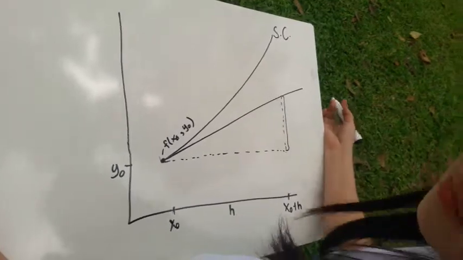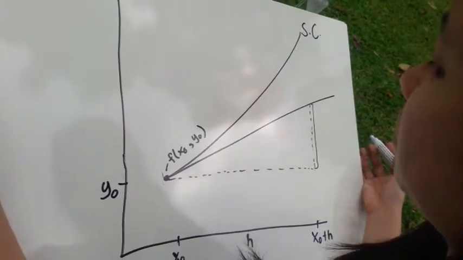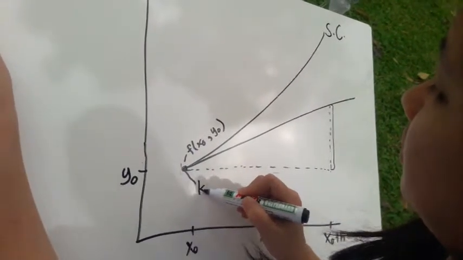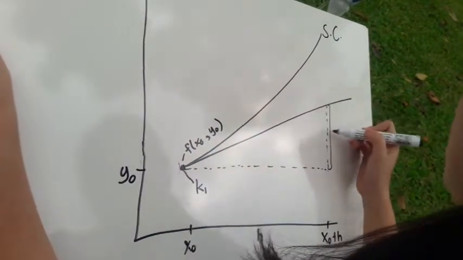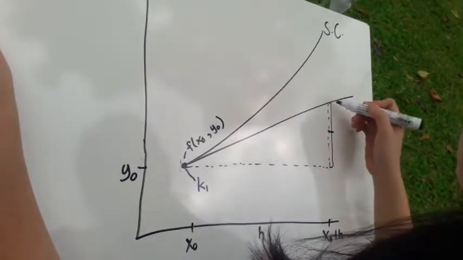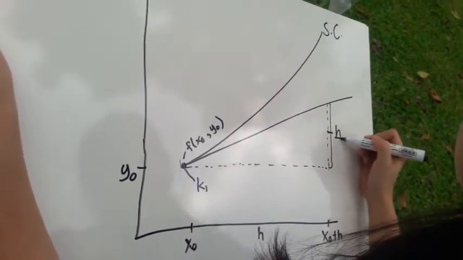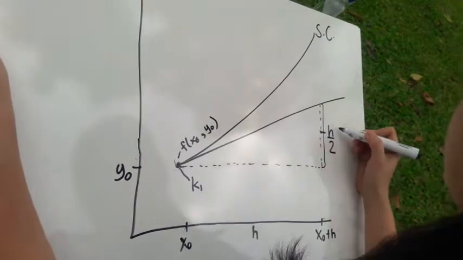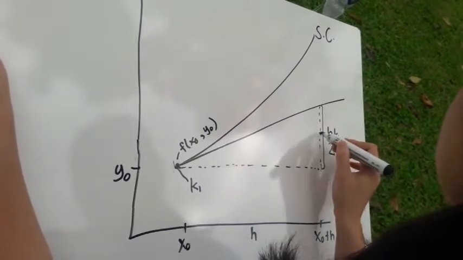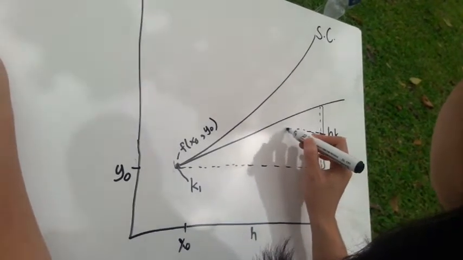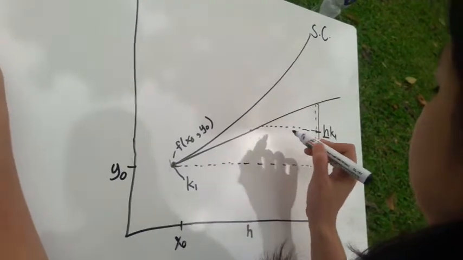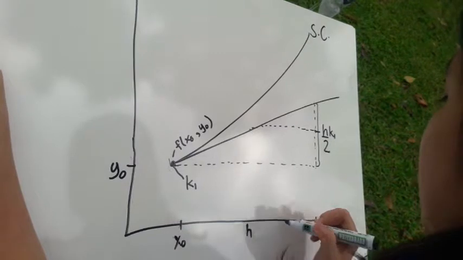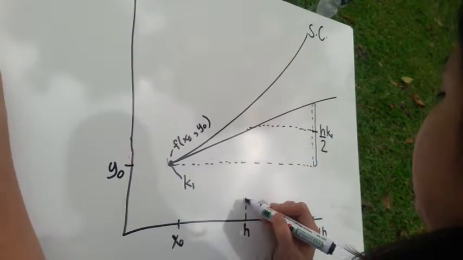In Runge-Kutta method, this first point is our K1. And then we take the half size of this height and multiply it by our increment base, which is K1. So we have to project it here. And then we also take the half of this step size.